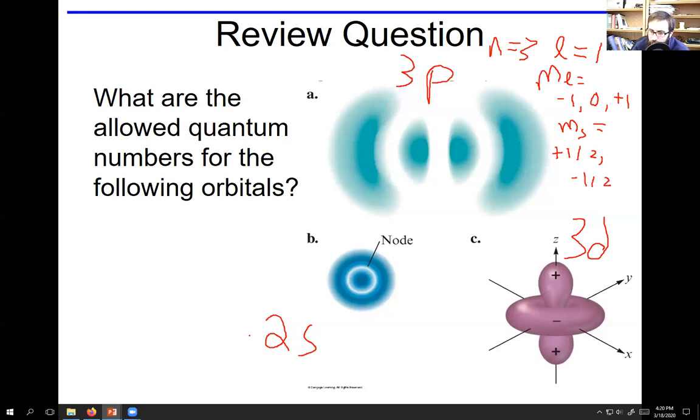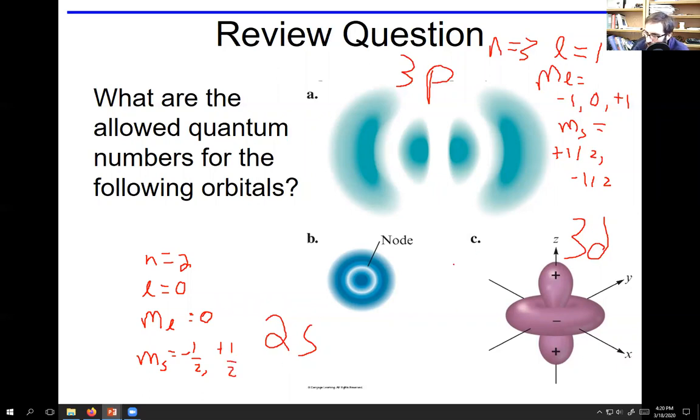Okay. For the 2s here, your allowed quantum numbers, well, it's a 2s. It's going to be n equals 2. It's an s, so L equals 0. And recall that m sub L can only go from negative L to positive L. So that's negative 0 to 0, so it's going to be 0. And again, for m sub S, that's always -1/2, spin down, we call that, or spin up, we call +1/2.